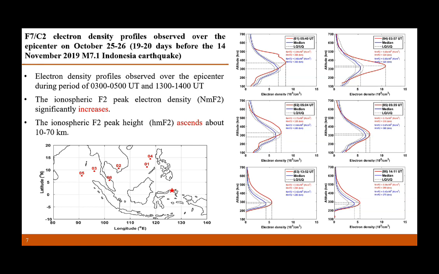The electron density rises up, meaning there is an eastward electric field with a northward magnetic field. So you get an E cross B, and you push up the whole ionosphere profile.